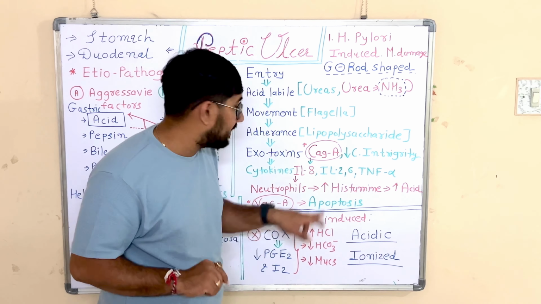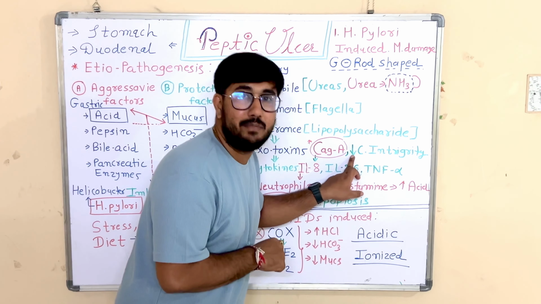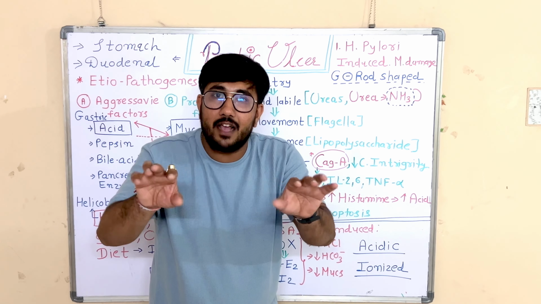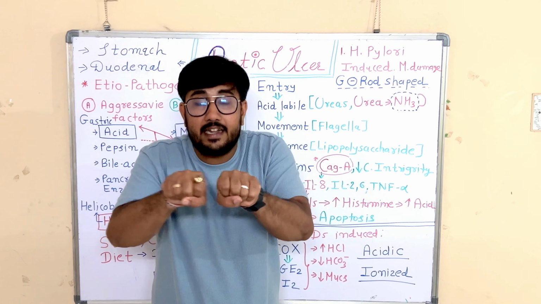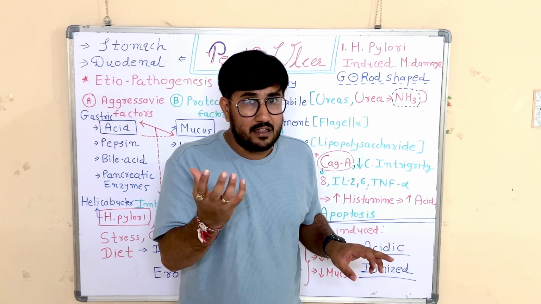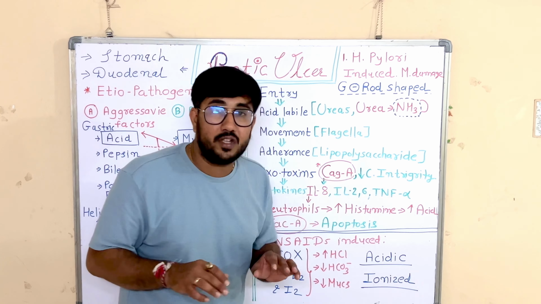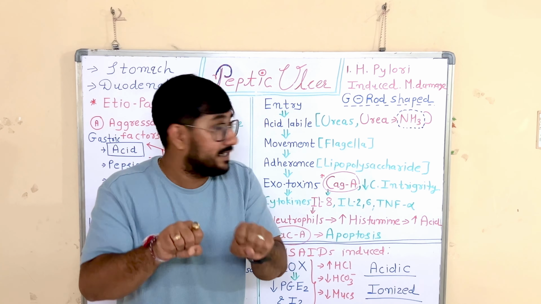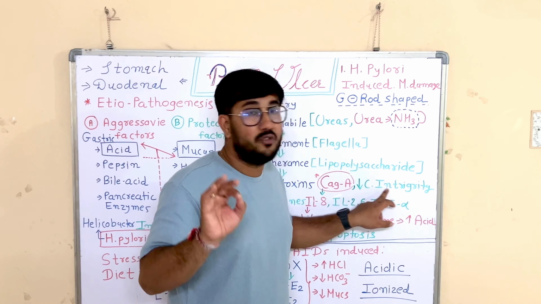Major two functions are there. CAG-A is mainly responsible for decreased or diminished cellular integrity. See, the stomach wall has the epithelium, and those epithelial cells are tightly bound. So they have a very high level of integrity. So what CAG-A does, CAG-A is responsible for breaking down those tight junctions between the epithelial cells. So this is how it decreases the cellular integrity.